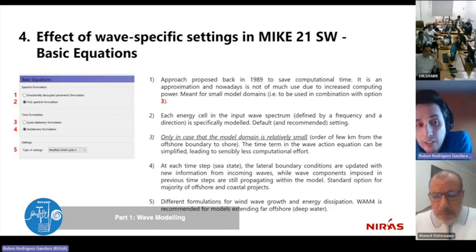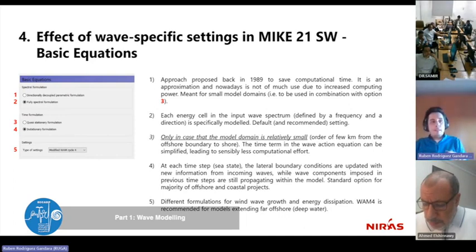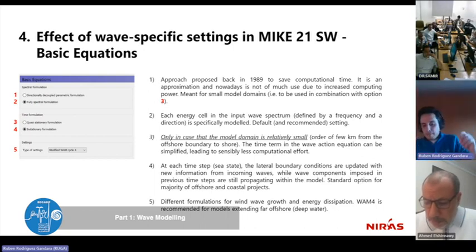It does not mean that you cannot use option 1 if you want, but option 1 is basically recommended, as I say here, only when you have a very small domain. So let's say that you are modeling, for example, a bay area. You're modeling a whole bay, but at the entrance of the bay you have your boundary conditions already taken from another model, from a global model, for example, or a regional model, or another model that you set up for the area.